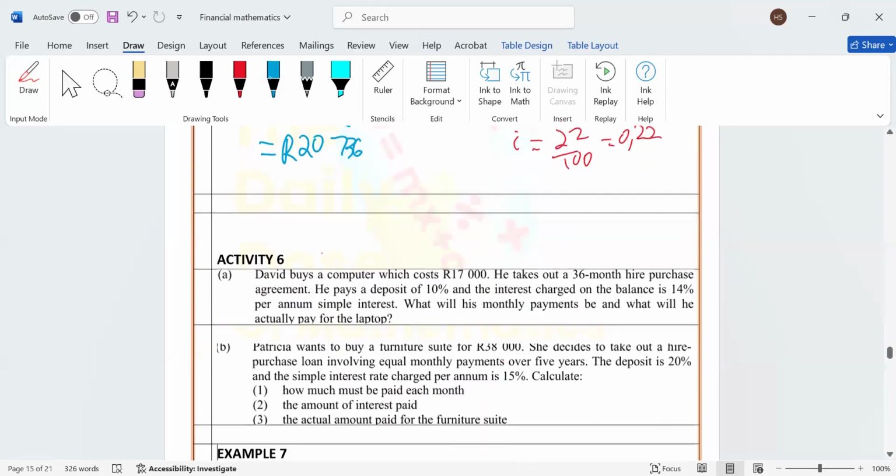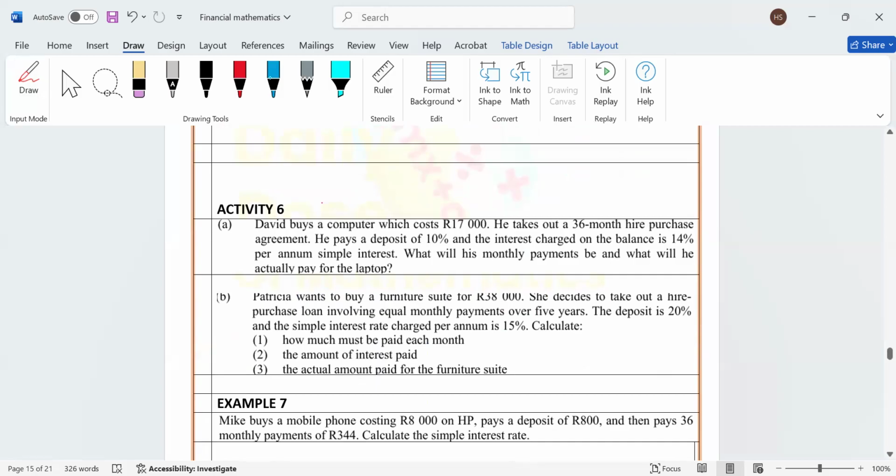Guys, let's recap here. What is it that we should remember? If you are paying a deposit, in fact with hire purchase, most of the time we should look for that. With hire purchase, they require us to pay a deposit. So you need to know how much you are borrowing. You are not going to borrow what the thing costs. You take out the money that you have paid as a deposit, and whatever is remaining, that's what you use in the simple interest formula. And then after getting the accumulated amount, you can calculate the monthly payments.